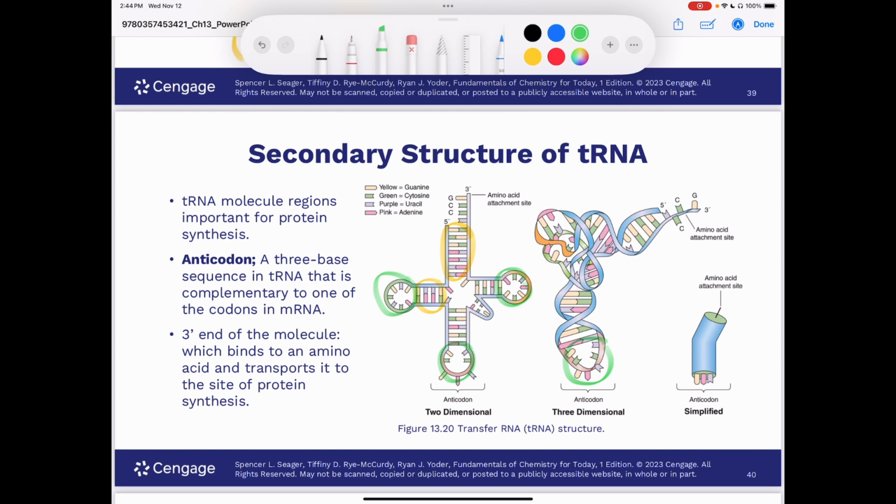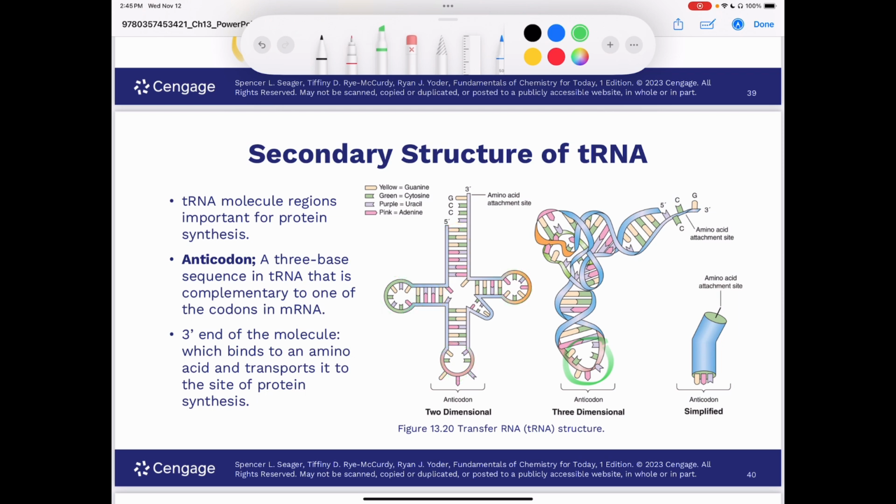Two regions of tRNA molecules have important functions during protein synthesis. One of these regions, designated the anticodon, enables tRNA to bind to mRNA during protein synthesis. The second important site is the 3' end of the molecule, which binds to an amino acid and transports it to the site of protein synthesis.